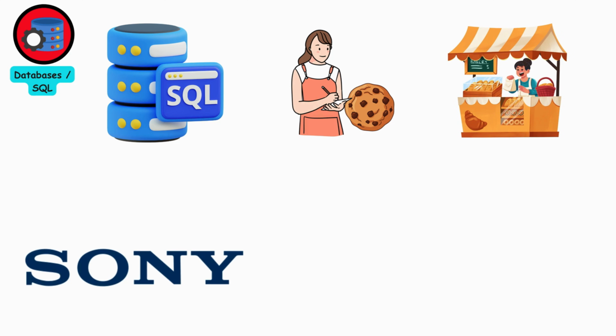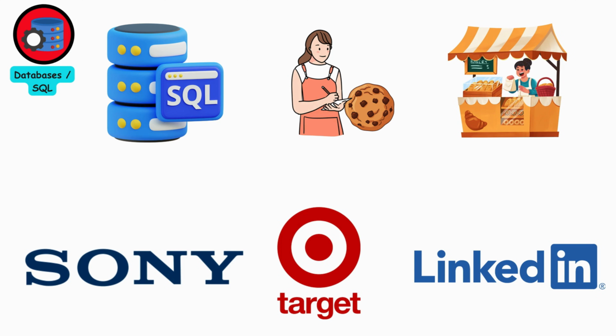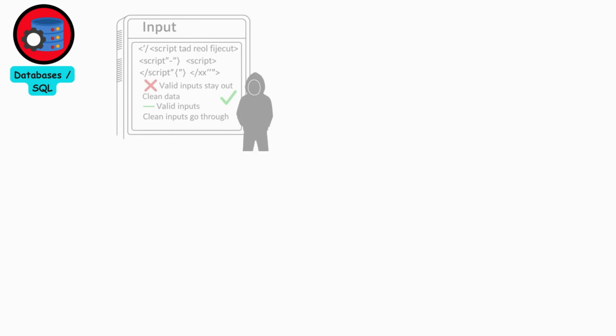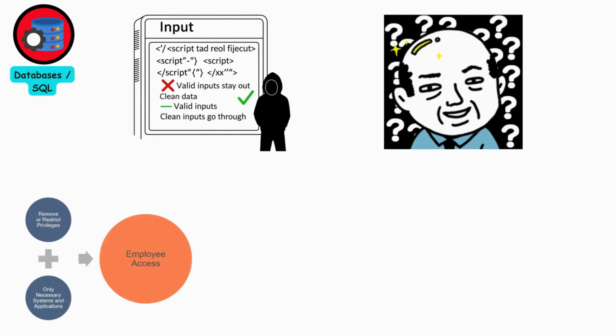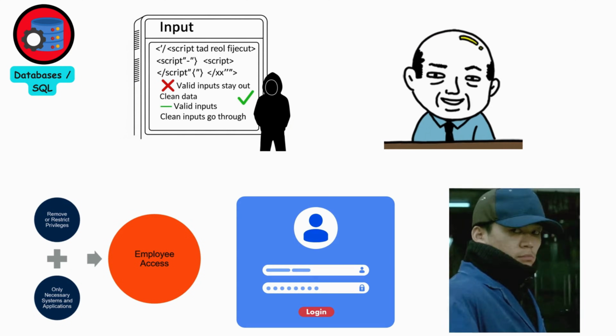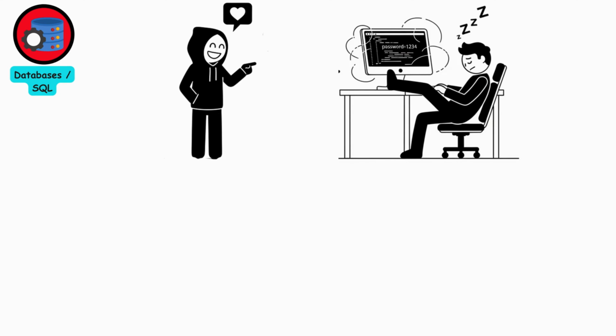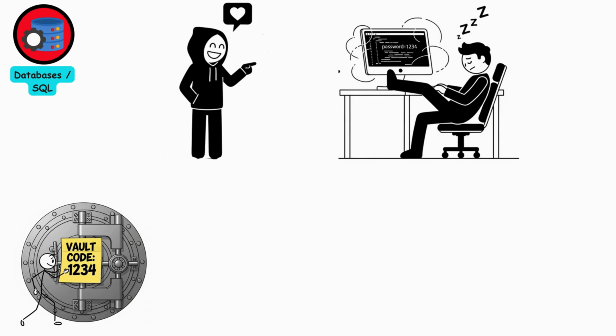Breaches like Sony, Target, and LinkedIn weren't flashy explosions, just tiny oversights that snowballed. Defenses include input validation, parameterized queries, least privilege accounts, and logging every suspicious look. Hackers love lazy developers, so don't be that guy leaving the vault code stuck on the door with a post-it.